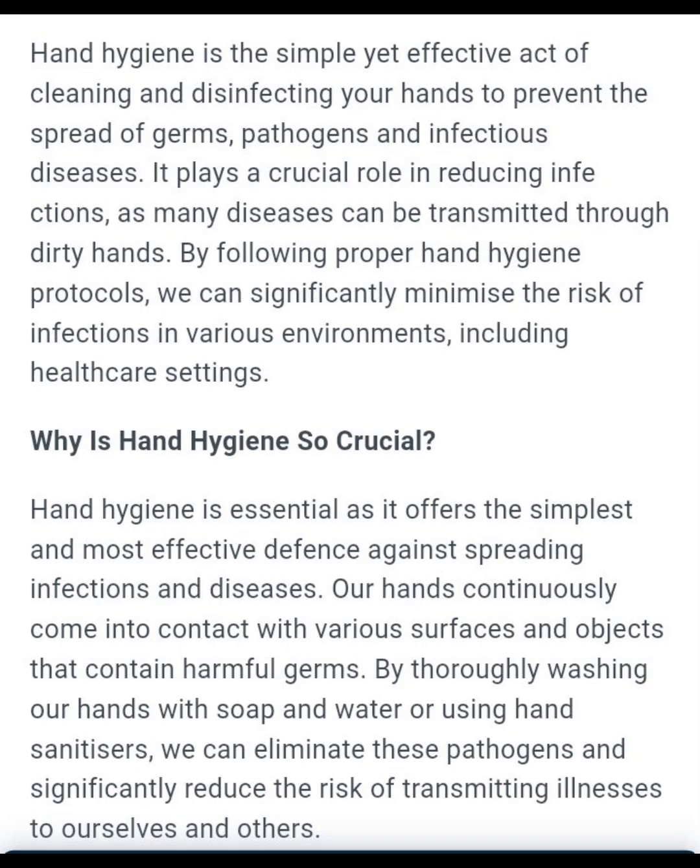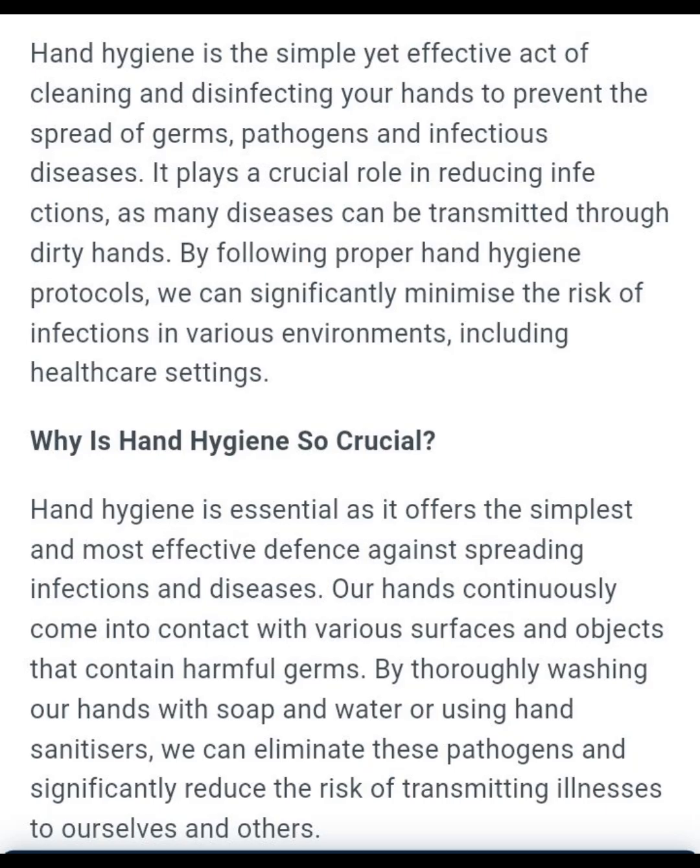It is the simple yet effective act of cleaning and disinfecting your hands to prevent the spread of germs, pathogens, and infectious diseases. It plays a crucial role in reducing infections, as many diseases can be transmitted through dirty hands. By following proper hand hygiene protocols, we can significantly minimize the risk of infections in various environments, including healthcare settings.